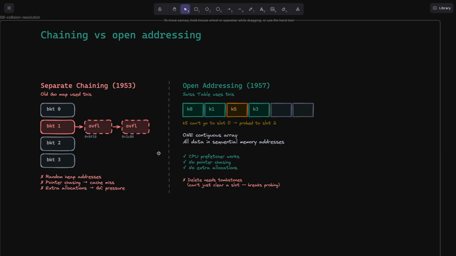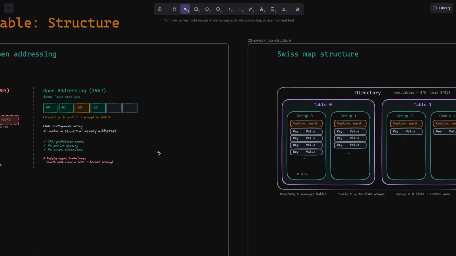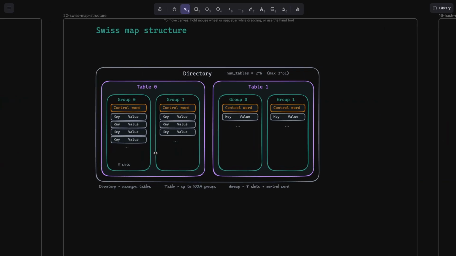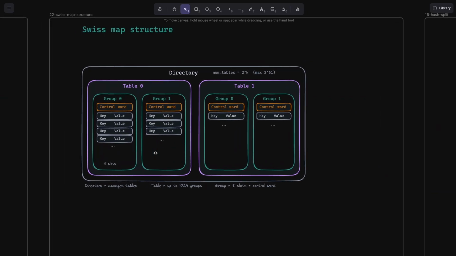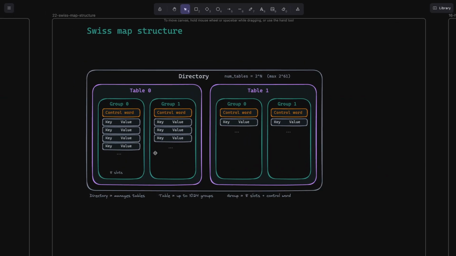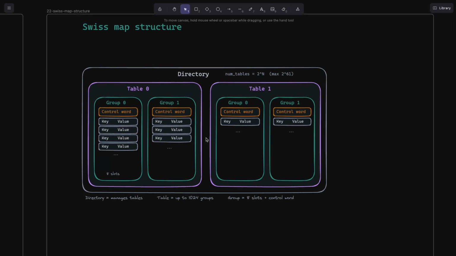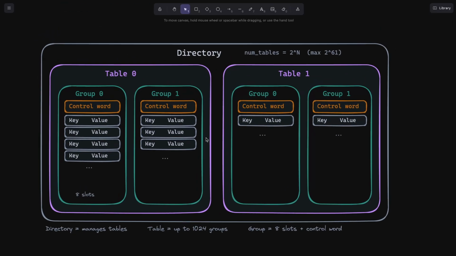So, new structure. What's a table, group, control word, and key value? The new map has a few levels. At the top is a directory, just an array of pointers that routes you to the right table. Think of it like the index in a phone book. The letters point you to a page, but the actual entries are on the page. Each table has its own independent mini hash table holding up to 1024 groups. The reason tables are independent is that they can grow one at a time, instead of rehashing the whole map at once. Inside a table, you have groups.